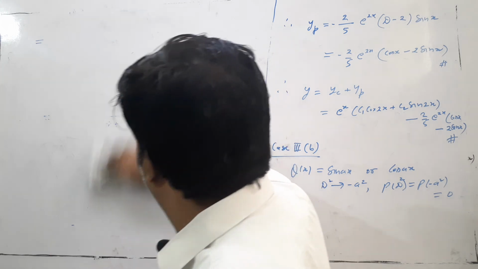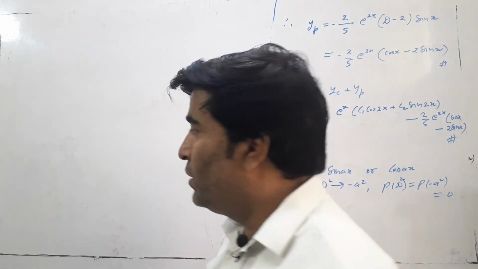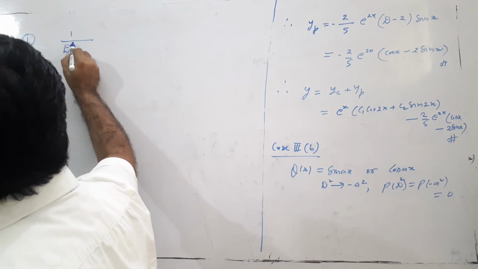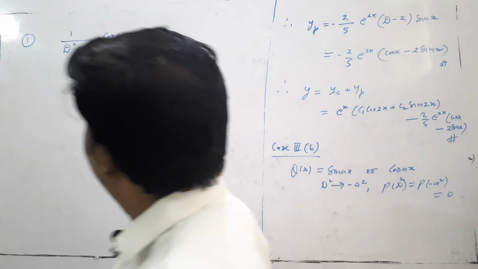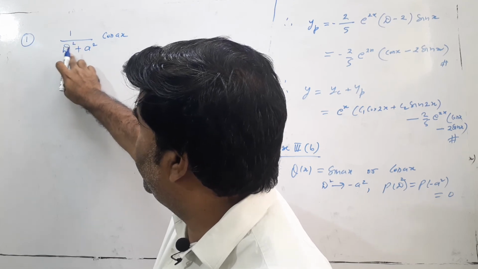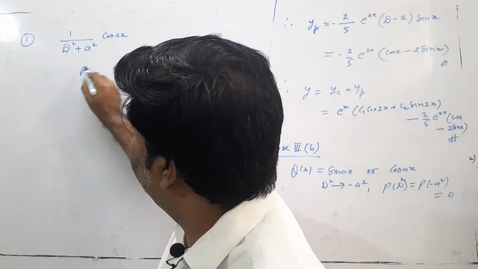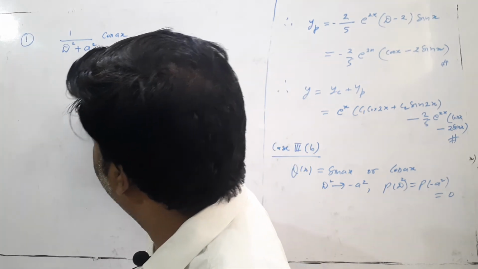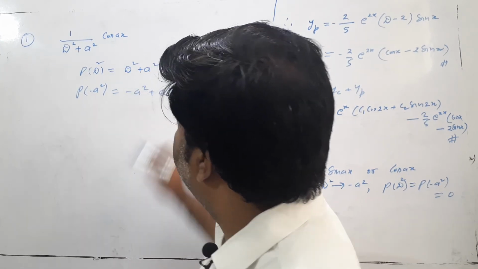In this case we use the following two formulas. Number 1, 1 upon d square plus a square, cos ax. Here we replace d square by minus a square, then we have p(d square), actually p(d) here is d square plus a square. On taking minus a square we have minus a square plus a square, this is 0.